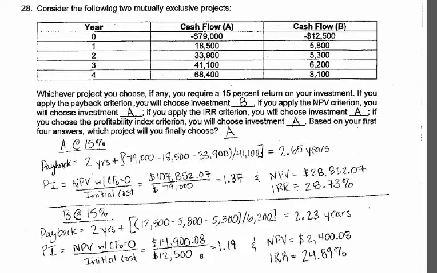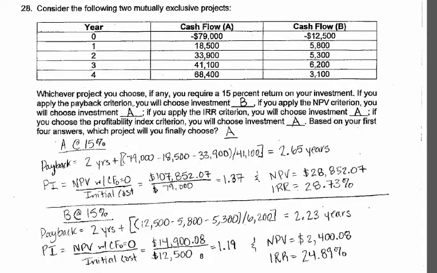Now, you would find profitability index and NPV just like we did in problem number 27, right? For profitability index, you're going to throw in all of your cash flows except for cash flow zero. Cash flow zero will equal zero. Like for A, it wouldn't equal negative 79,000. It would equal zero, at least initially, because you're just solving for the present value of the cash flows. So if you solve for NPV with cash flow zero equal to zero, you'll get $107,852.07.